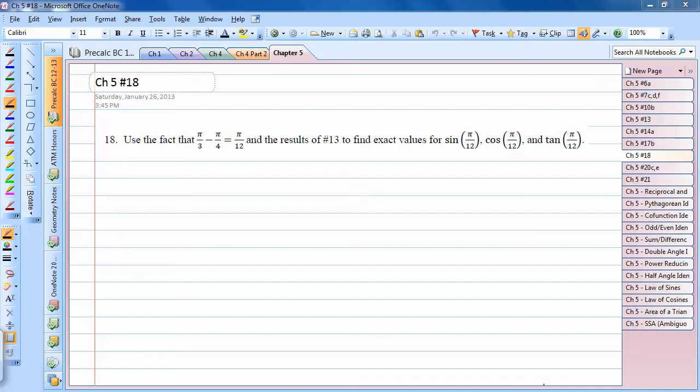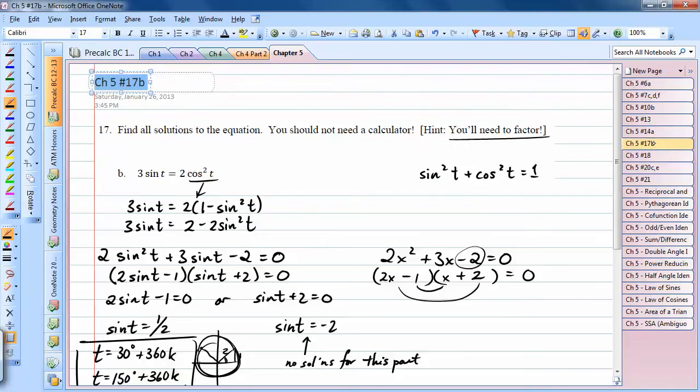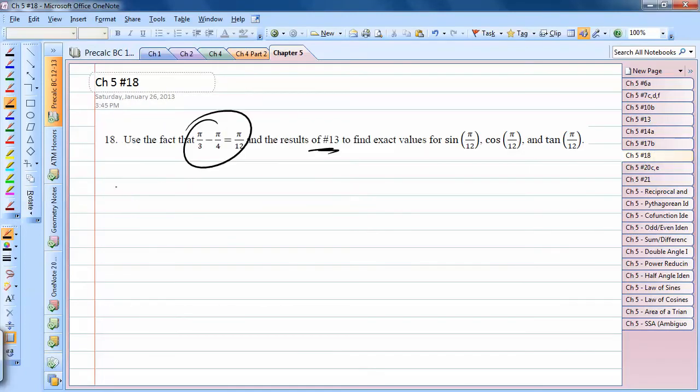Okay, so in number 18, we're supposed to find sine of pi over 12, cosine of pi over 12, and tan of pi over 12. And there's a suggestion here to use this fact and the results of number 13. Number 13 was deriving the angle difference formulas of cosine alpha minus beta and sine alpha minus beta. So I'm going to write those down right here before we start.